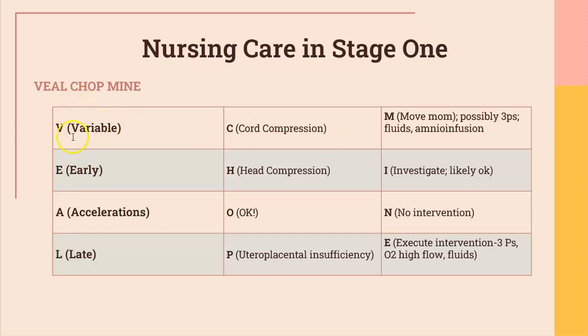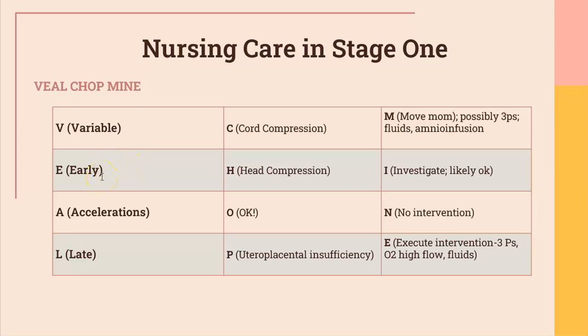VEAL CHOP MINE. So variable deceleration, cord compression, move mom. Possibly the 3 Ps, might give her fluid, might give her an amnio infusion. So you need to know what kind of decel is happening, why is it happening, what do I do about it? Or, what's happening with her fetal heart rate and her TOCO? Do I see accelerations and great variability? Okay, well that's great. There's nothing that I need to do.